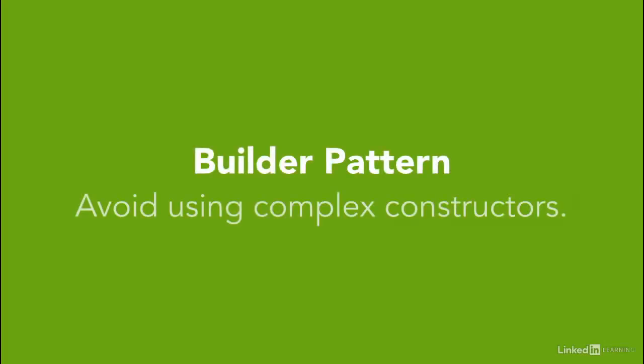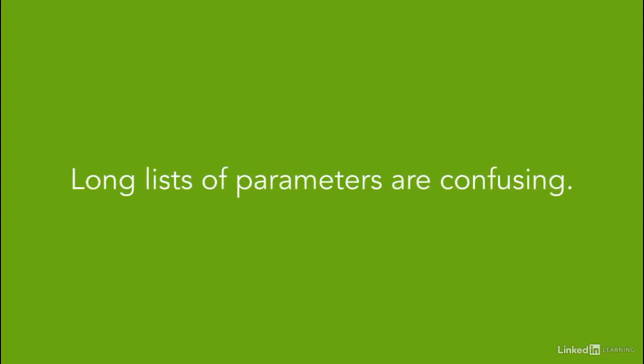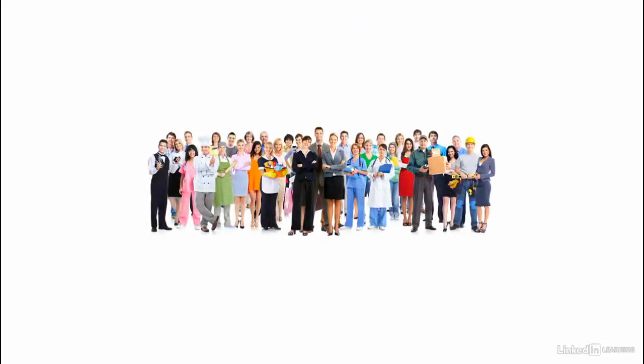The main purpose of the builder pattern is to avoid having complex constructors. In general, you should avoid having a constructor that takes a large number of parameters. Long lists of parameters are confusing and do not give you much flexibility when creating a class. Consider the case of a class representing a person.